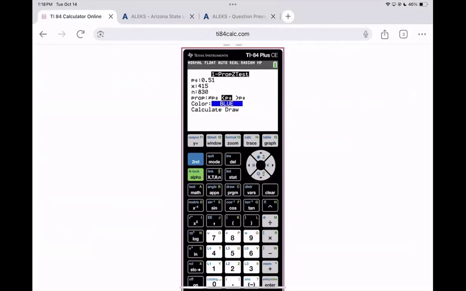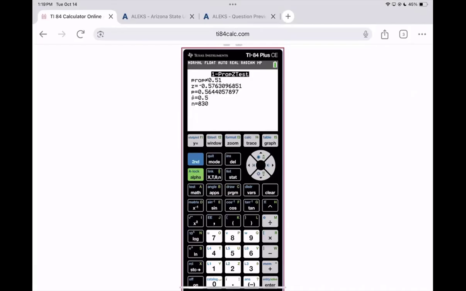So X is how many of the sample test positive for something or say yes to something, right? In this case, they have phones. They said yes to having phones. And N is just the sample size. And we want to know, does the data support 0.51 or not? And in this case, we would not reject.